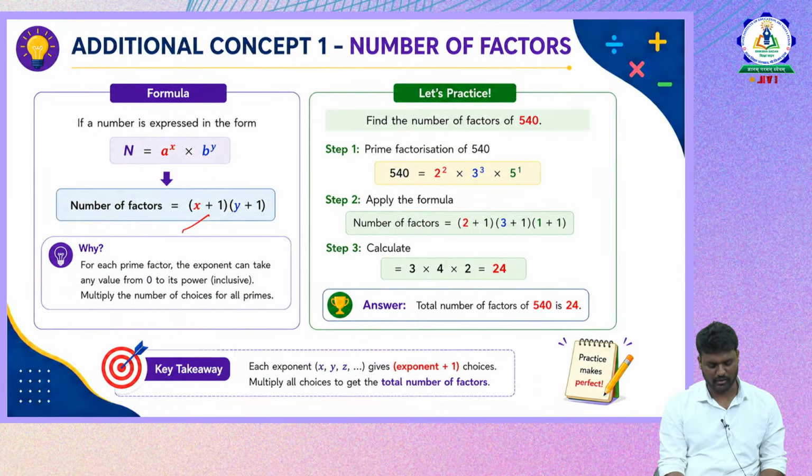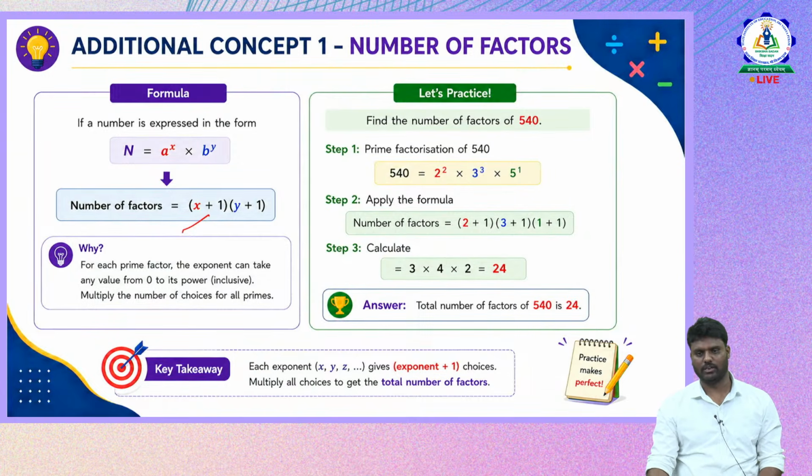For each prime factor, the exponent can take any value from 0 to its power, and we multiply the number of choices for all the prime factors. For example, they give: find the number of factors of 540. So what we need to identify here is the number of factors of 540.